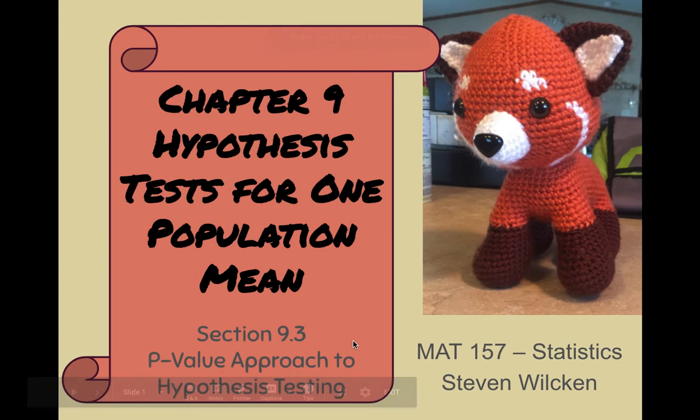Section 9.3. Again, we're doing hypothesis tests for a one population mean. We looked at how to do a hypothesis test using the critical value approach. In this section, we're going to look at what we call the p-value approach. This is another way we can do this hypothesis testing.